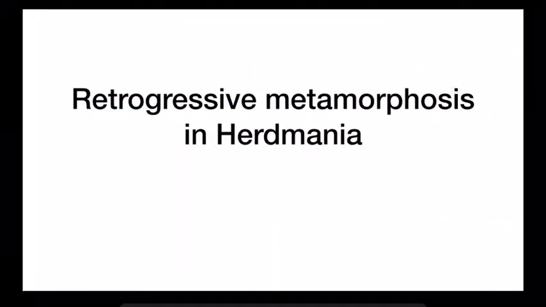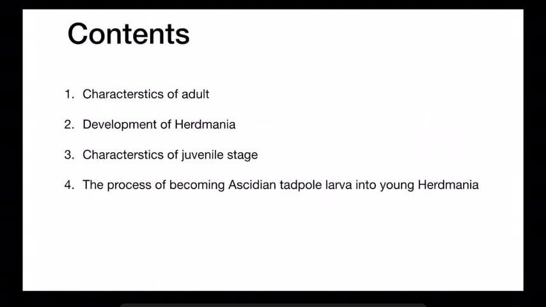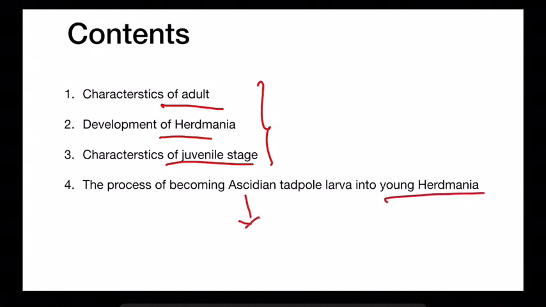To understand this retrogressive metamorphosis, we must understand the characteristics of the adult, the development of Herdmania, and the characteristics of the juvenile stage. All these 3 points should be understood to understand how this ascidian tadpole becomes a young Herdmania. So let us start with the characteristics of the adult.